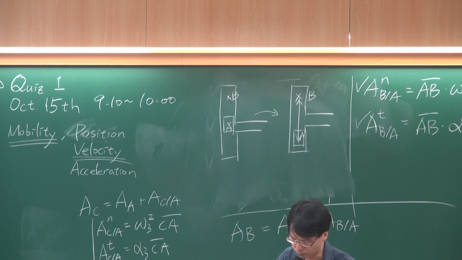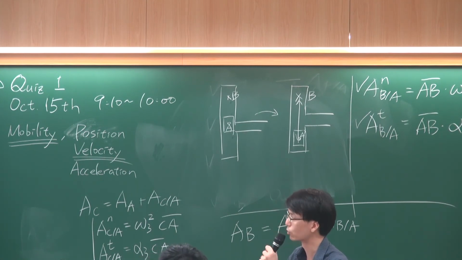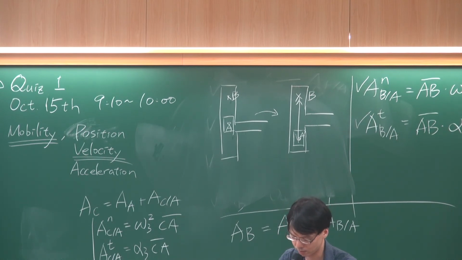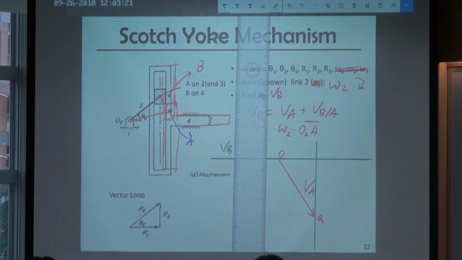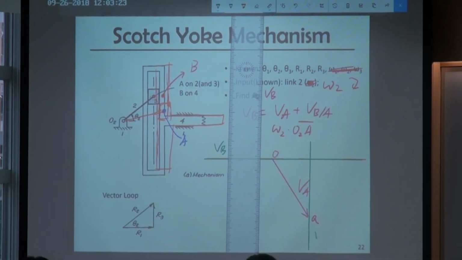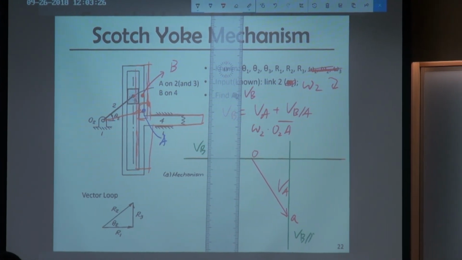So here, although we don't know the magnitude yet, we can know the relative velocity between point A and B, VBA, must be in the vertical direction. And it's passing point A and point B. Right now we only have A, so you just draw a line crossing point A. So this one is VBA.